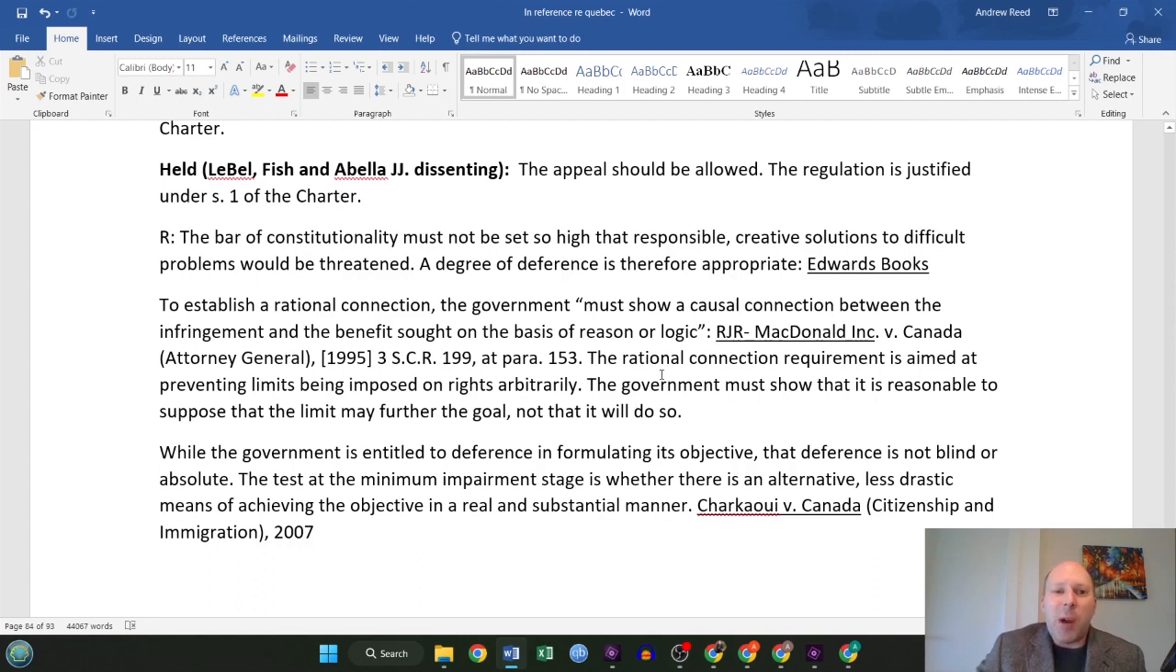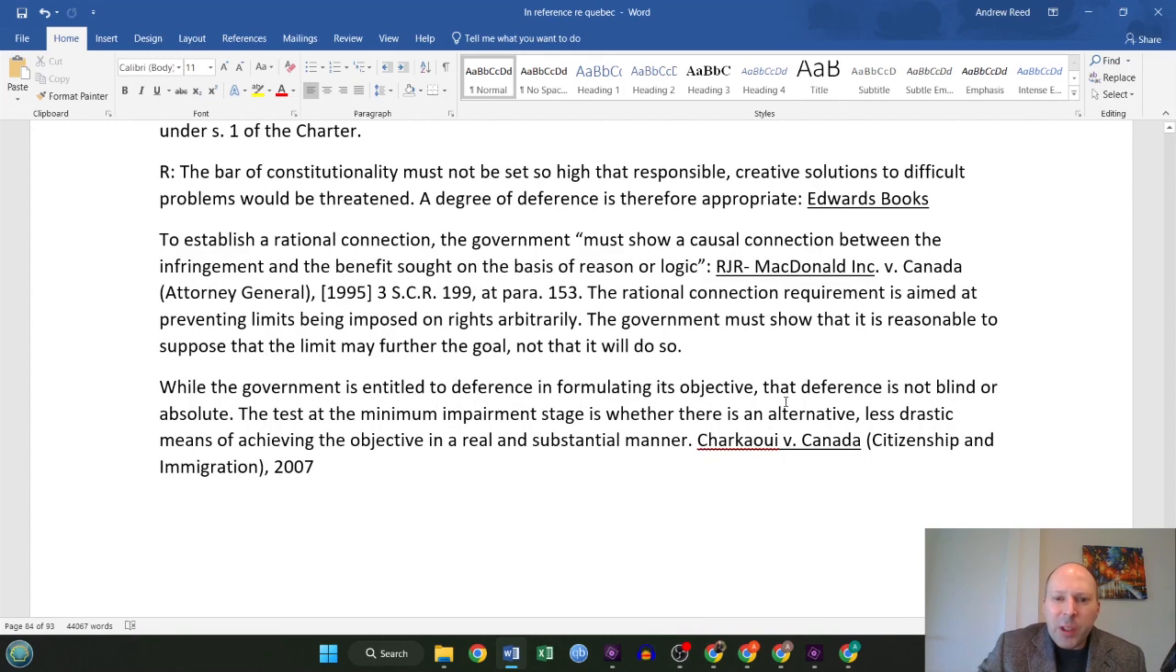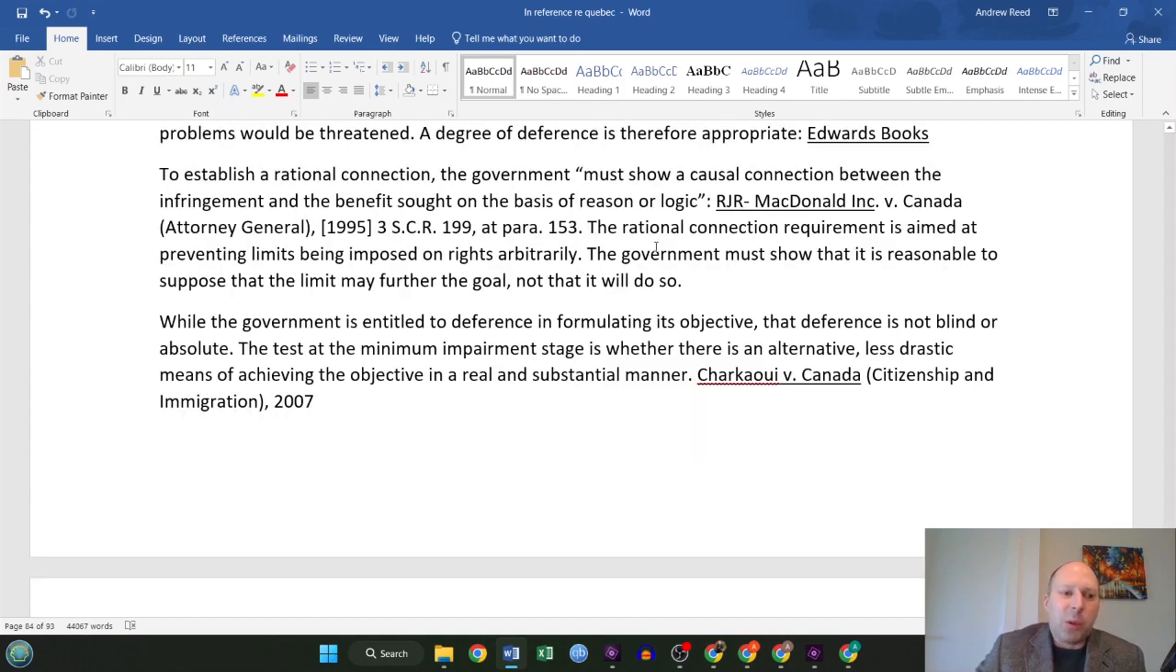To establish a rational connection, the government must show a causal connection between the infringement and the benefits sought on the basis of reason or logic, R.J.R. MacDonald. The rational connection requirement is aimed at preventing limits being imposed on rights arbitrarily. The government must show that it is reasonable to suppose that the limit may further the goal, not that it will do so.